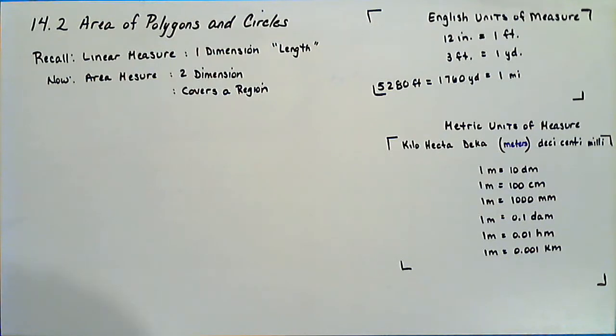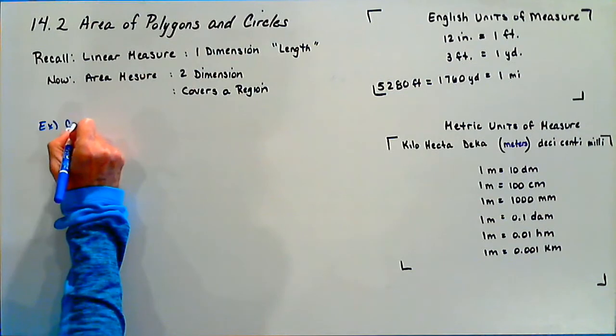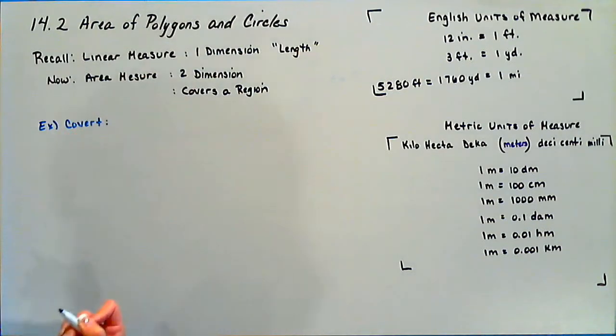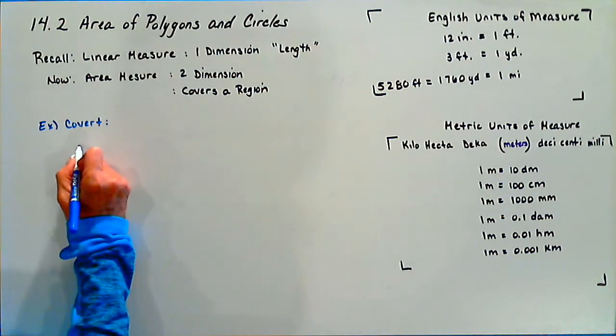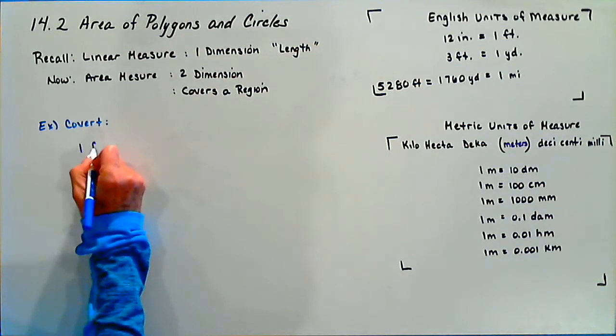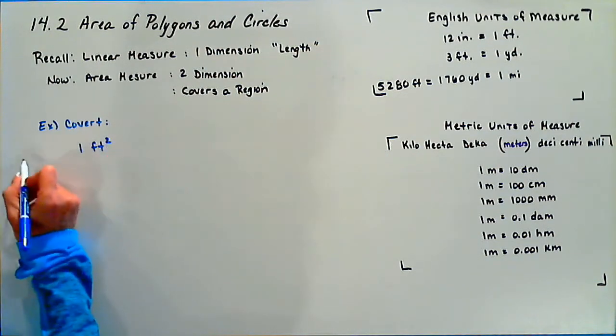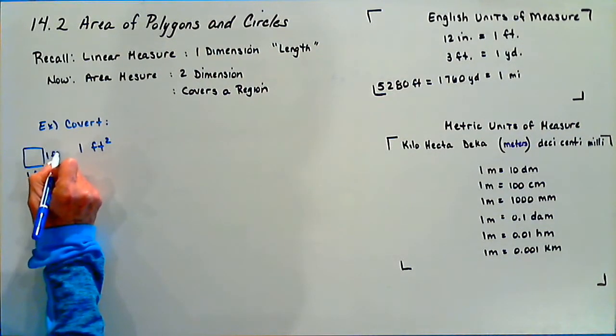Same idea. We worked on how to practice in a linear manner, so we're going to do the same idea using area, or two-dimensional. So let's start with an example where we're just going to practice conversions. Convert. If I give you 1 square foot, that would be 1 foot by 1 foot, or 1 foot squared. So imagine you have a tile or a shape that is 1 foot by 1 foot.